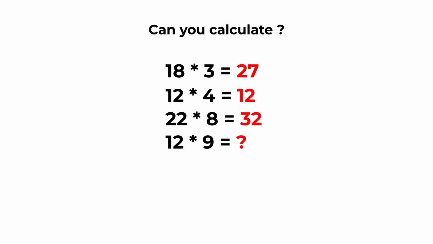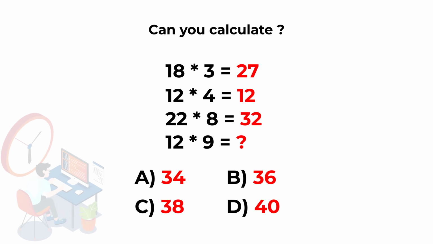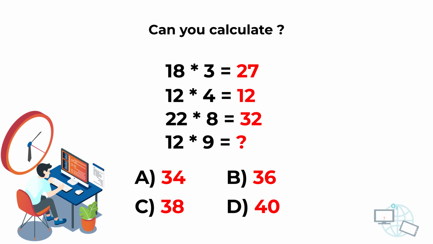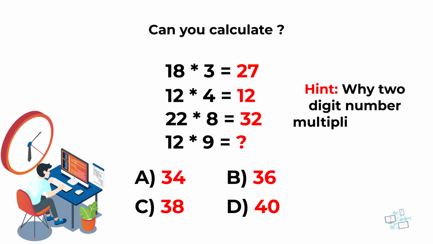You have 4 different choices. Choice A, 34, choice B, 36, choice C, 38, and choice D, 40. Do you see the answer? Give yourself a little bit of time because the answer may not be obvious. I'm going to give you a quick hint. Do you know why it's always a 2-digit number multiplied by a 1-digit number?